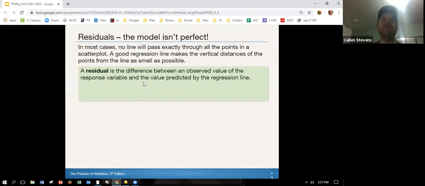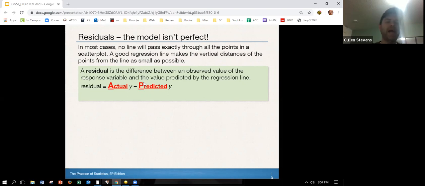So we have a definition here. A residual is the difference between an observed value of the response variable and the value predicted by the regression line. Okay. And we'll talk about this again when we have a picture in front of us. When we're finding a residual, we're always looking at the actual value minus the predicted value. And how do we remember that order?